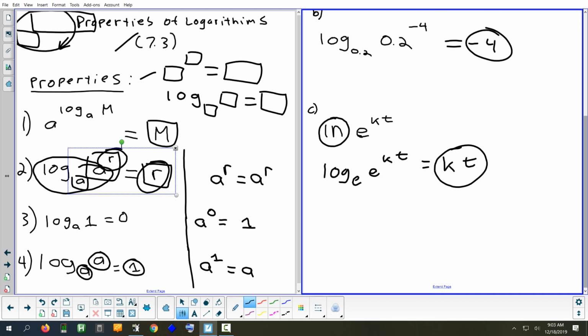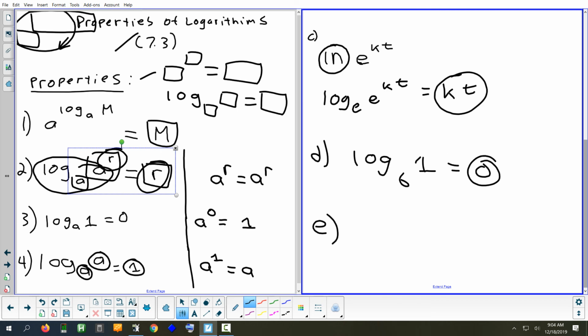All right, let's see, we didn't do one of those. Let's do log base 6 of 1. Jason, what's log base 6 of 1? It's property 3. Property 3, which means the answer comes out to 0. Yep.